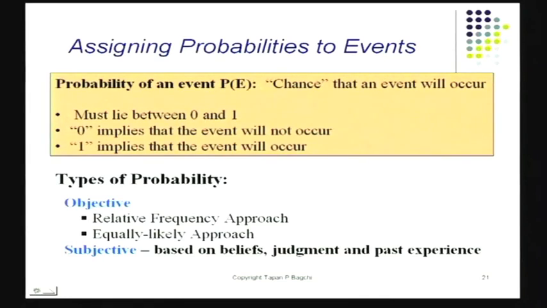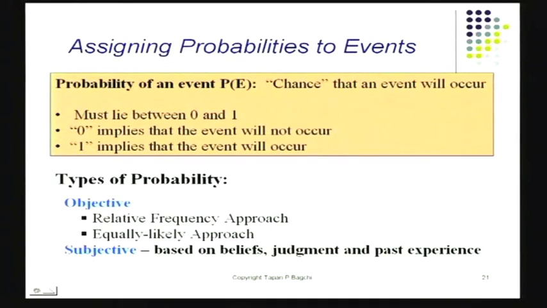Again, what is the rule by which I will be assigning these probabilities? The assigned probability value must be between 0 and 1. 0 will imply that the event will never occur. 1 will imply that it will always occur. And of course, many events are never certain or never totally uncertain. Therefore, they will have some value of p, probability, that will be between 0 and 1.